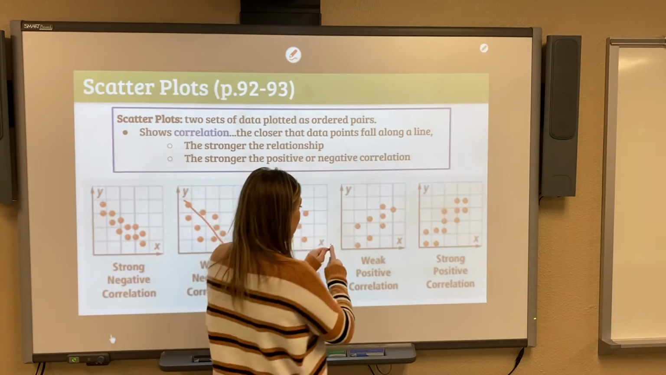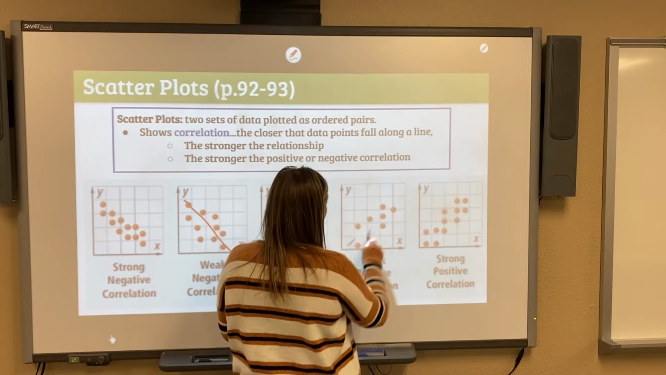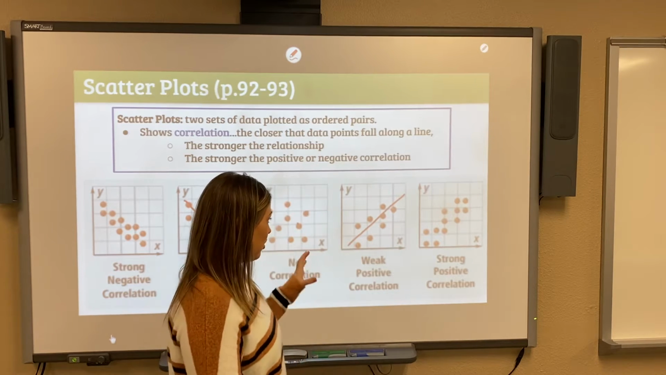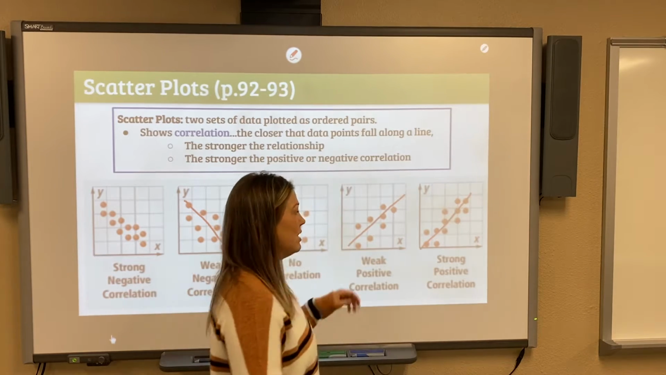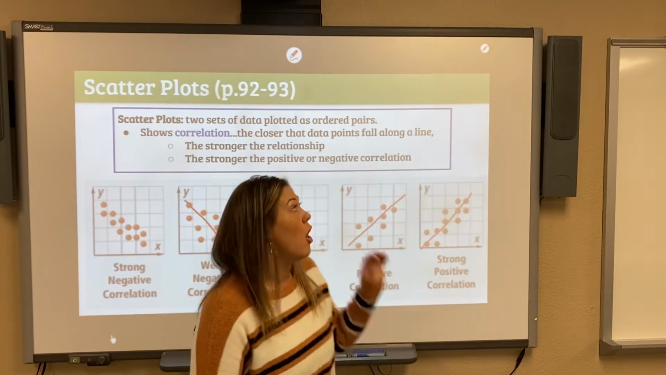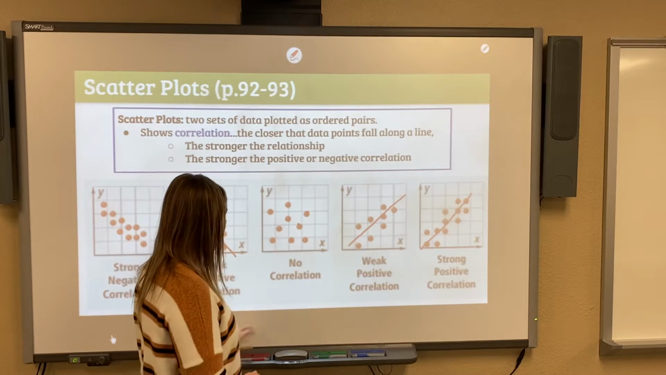Here we have as x's increase, our y's increase. So this would be a weak positive, they're more spread out. And then here is a strong positive correlation. It's very easy to see as x's increase, our y's also increase.